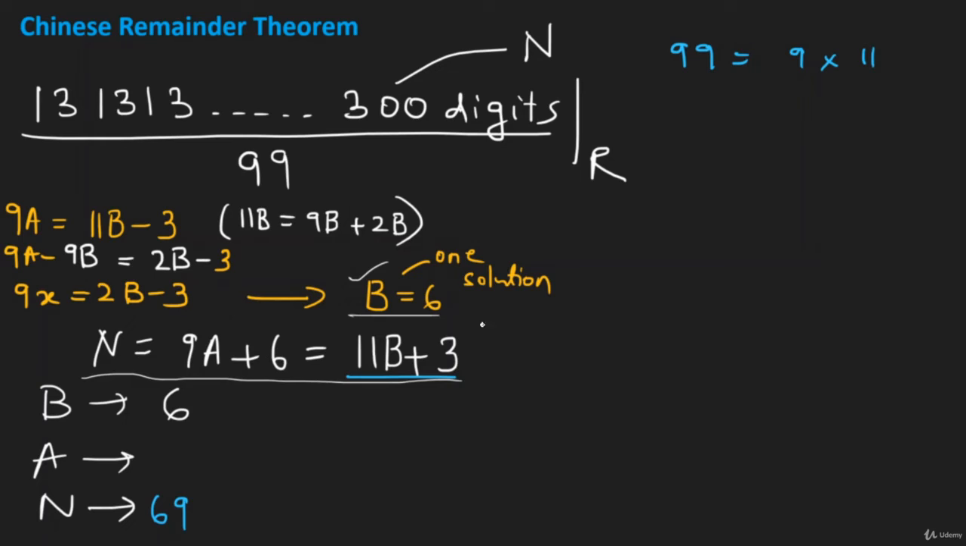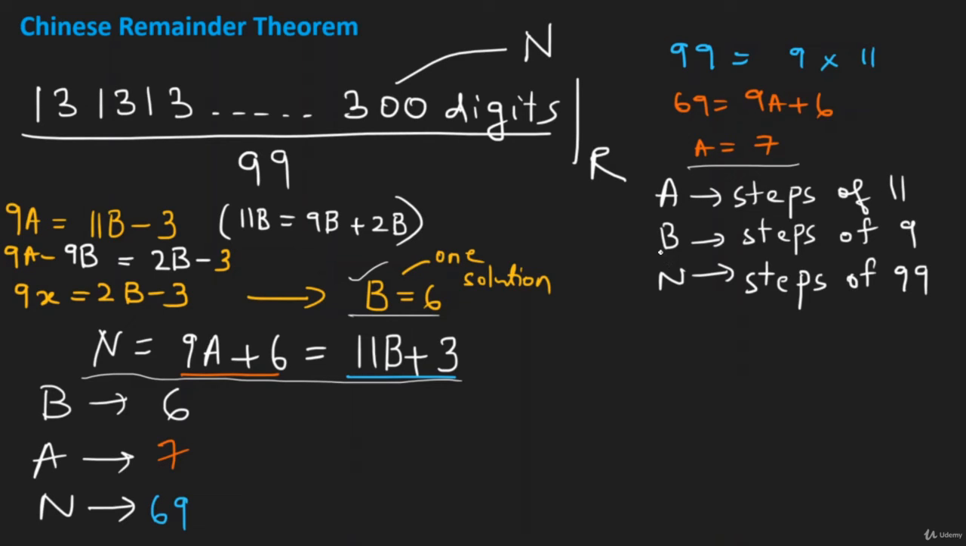And we know that 9a plus 6 is equal to 11b plus 3. So this 69 over here will be equal to 9a plus 6, or you can see a is equal to 7. So let me write that over here. So we have got one set of solutions. Now in this type of an equation, you can see that the solutions move in an interesting pattern. If you want to find the next solution of a which is valid for this equation, it will move in steps of 11. The next solution of b will be in steps of 9, and the next solution of n will be in steps of 99.